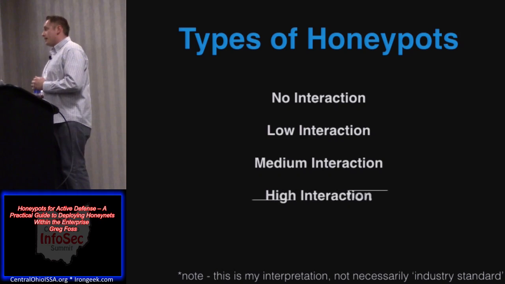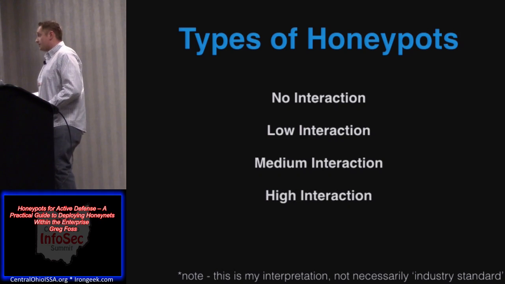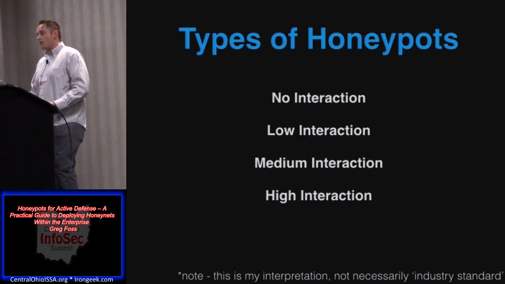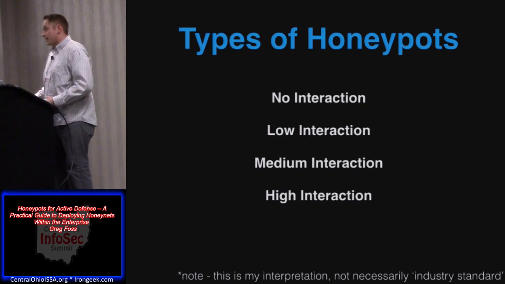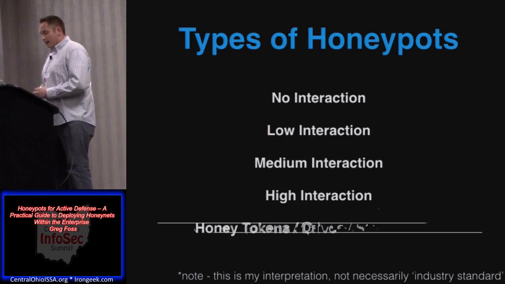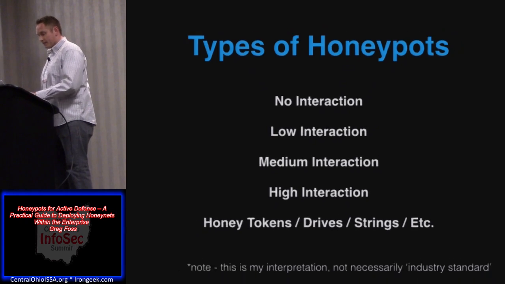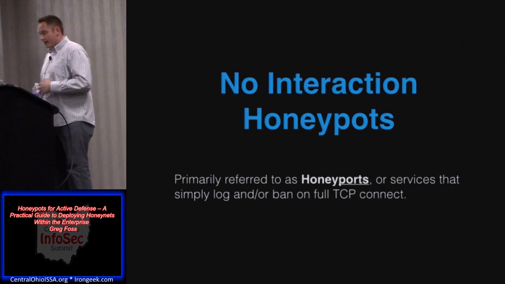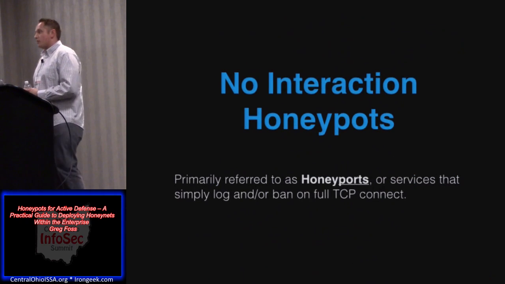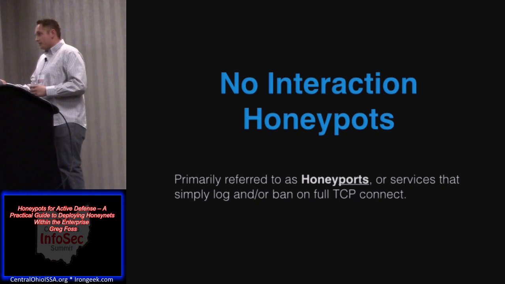High interaction. Now this could either be something that actually simulates a full operating system, or is a real operating system that you actually allow someone to compromise. And then honey tokens, honey drives, honey strings, and all that fun stuff. So let's go into no interaction first. This is primarily referred to as honeyports. Simply, they just log and ban on full TCP connect.